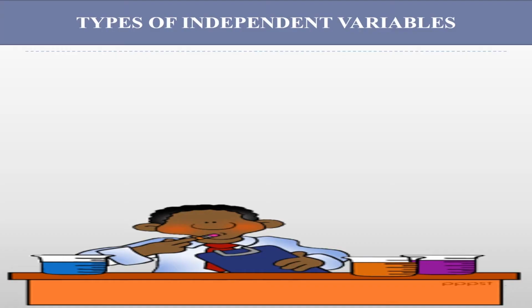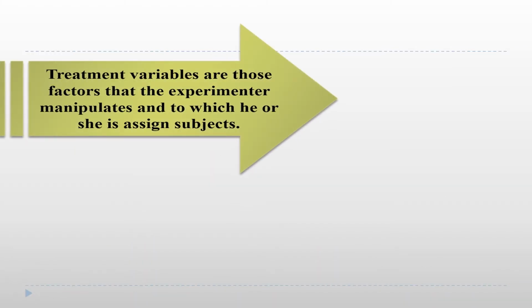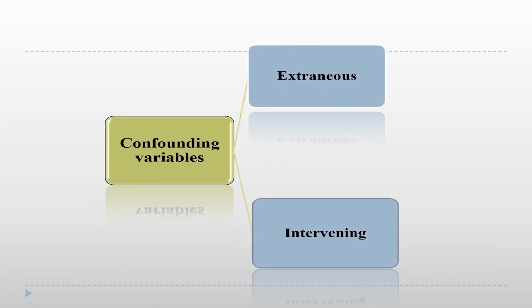There are two types of independent variables: treatment and organismic or attribute variables. The treatment variables are those factors that the experimenter manipulates and to which he or she assigns subjects. Attribute variables are those characteristics that cannot be altered by the experimenter. The next type of variables are the confounding variables. Confounding variables can be categorized into two groups: extraneous and intervening.